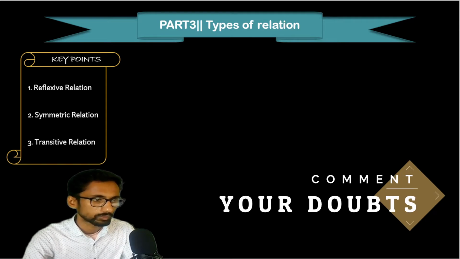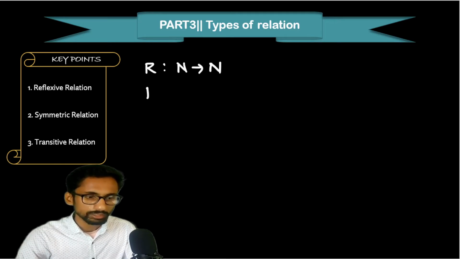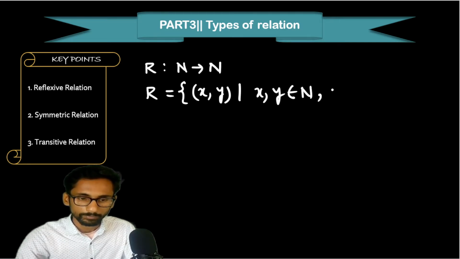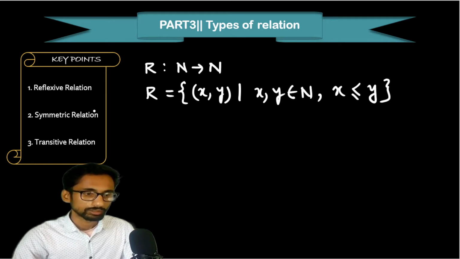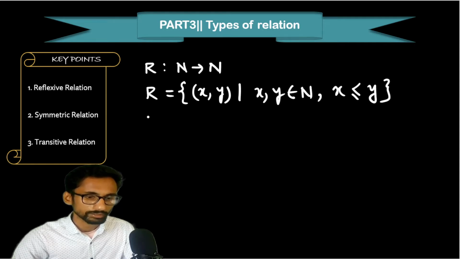Suppose we are defining a relation such that n to n are natural numbers. The definition of the relation is given as x comma y such that x, y belongs to n, and defined by x is lesser than or equals to y. Now we are going to check, is this relation reflexive, symmetric and transitive or not. So first one, reflexive. For this we need to consider an element, let A belongs to n.